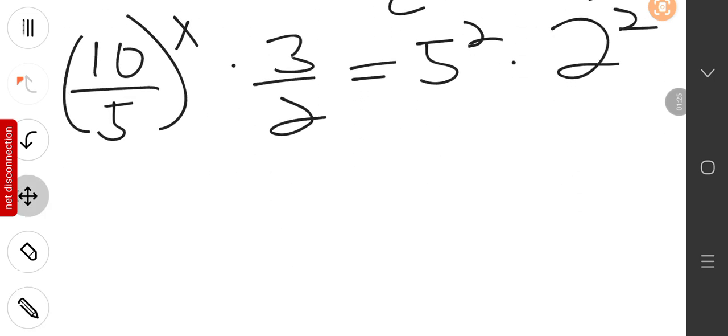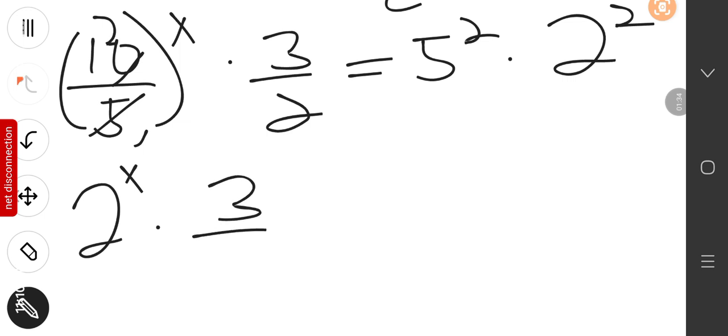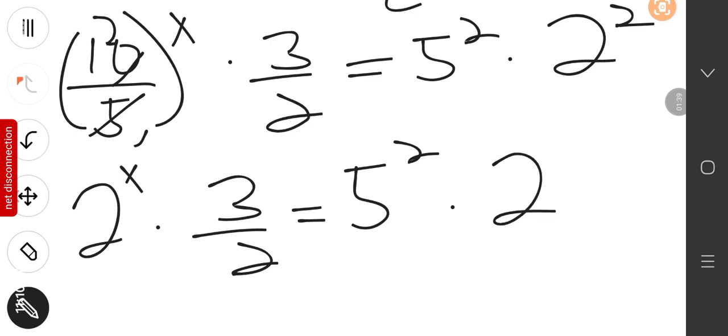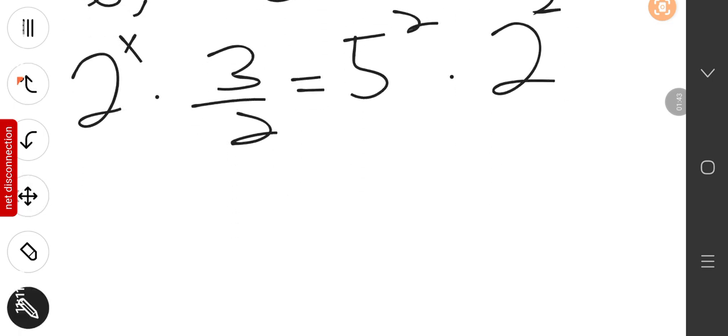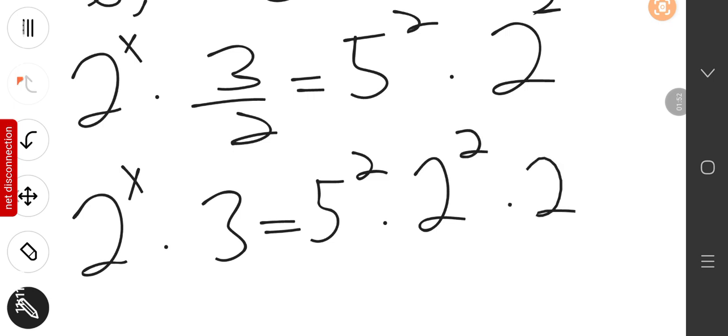So this is what we have. Now 5 cancels itself, 10 over 5 gives 2. So you have 2 exponent x times 3 over 2 equals 5 exponent 2 times 2 exponent 2. So you're going to have 2 exponent x times 3 equals 5 squared times 2 squared times 2. Now 2 is the same as 2 exponent 1.